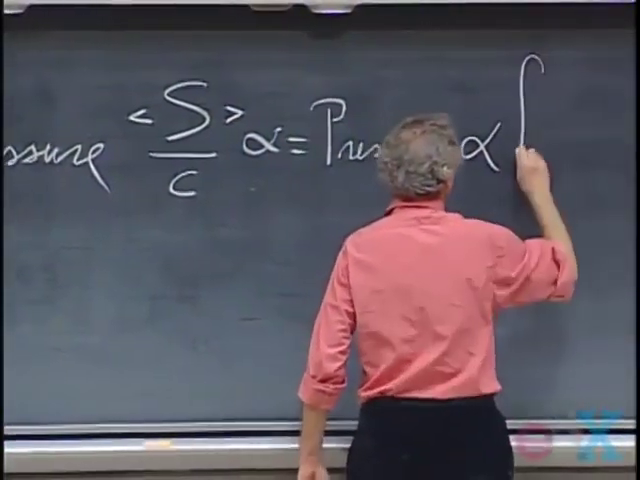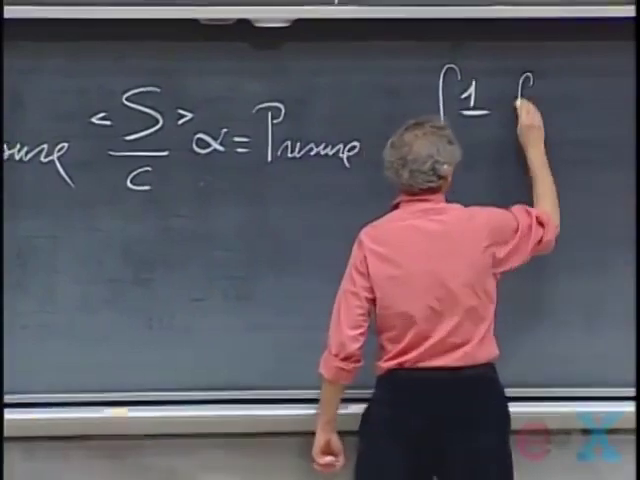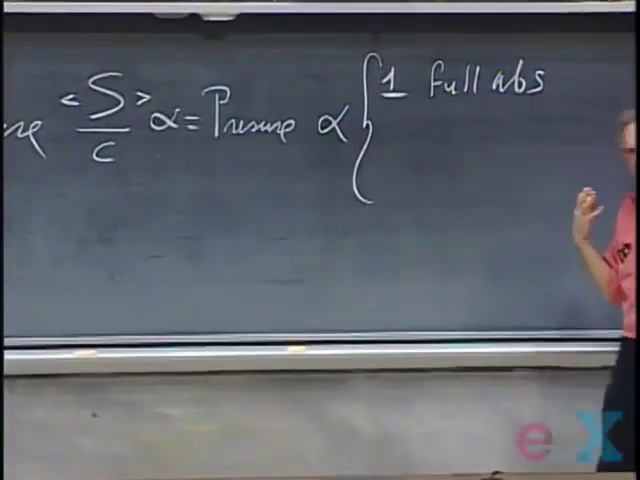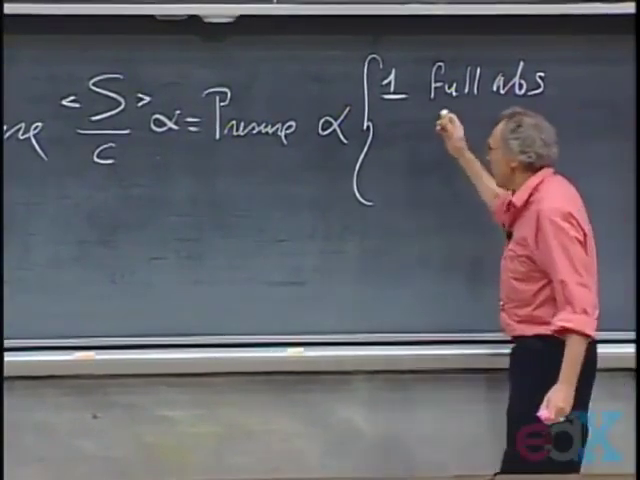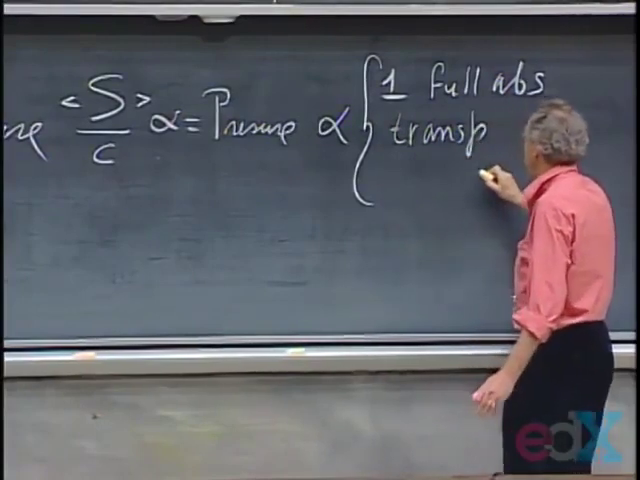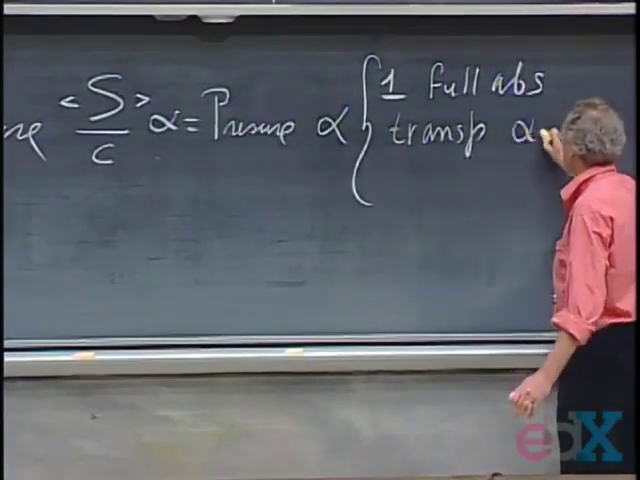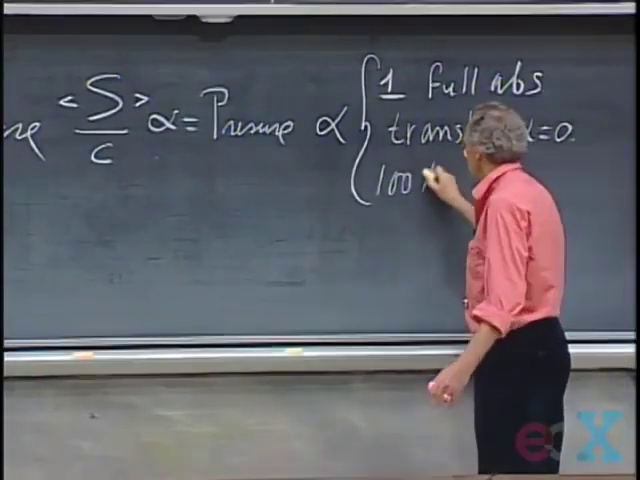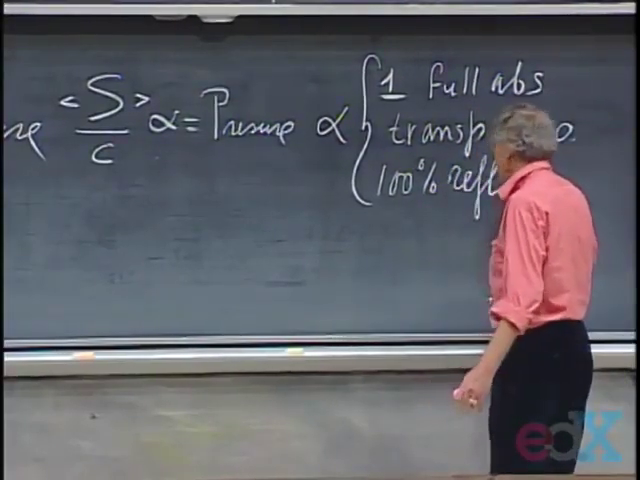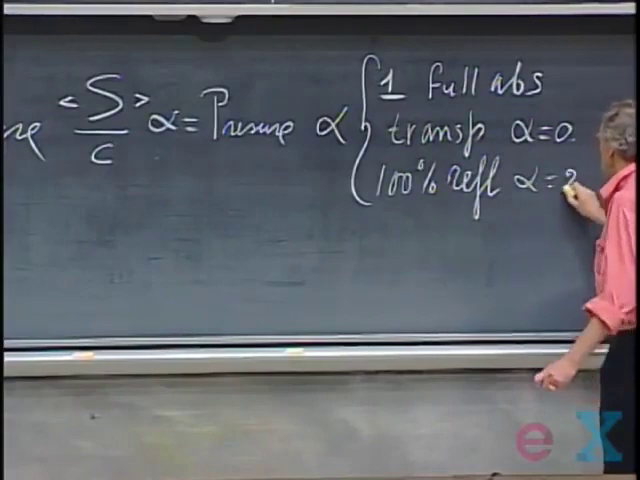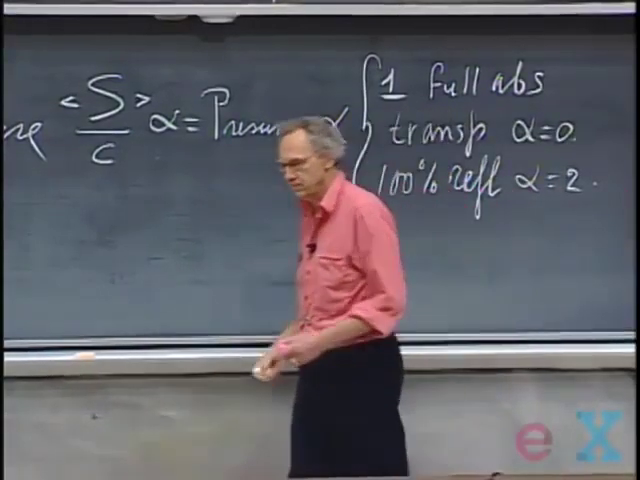And if alpha is 1, then I have full absorption. All the radiation is absorbed. If there is no absorption, if it's completely transparent and there is some radiation that goes straight through you, then alpha is 0. But if there is 100% reflection, which can happen, you can reflect radio waves from metals with almost 100% reflection, then alpha is 2. So then you get twice the pressure.